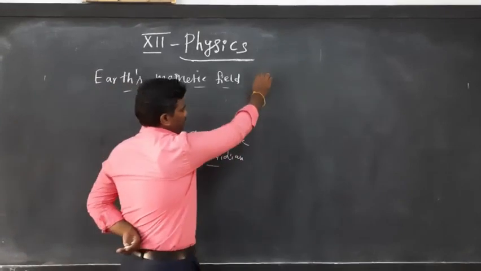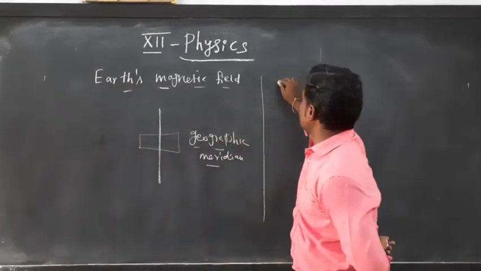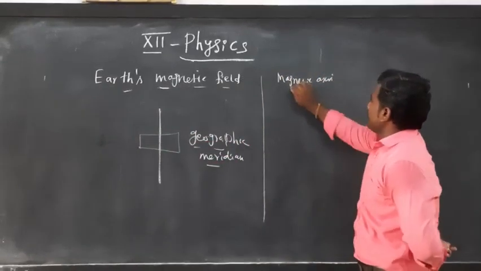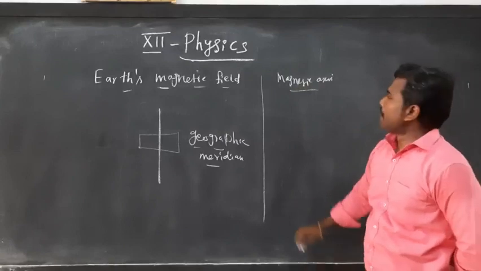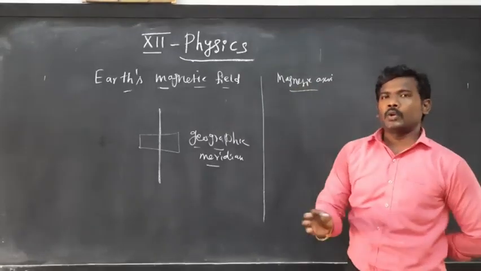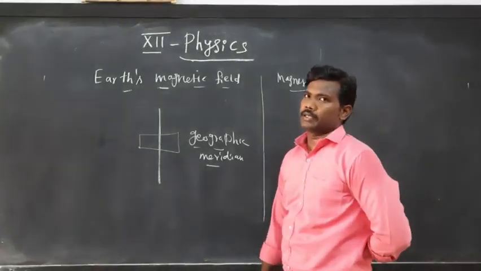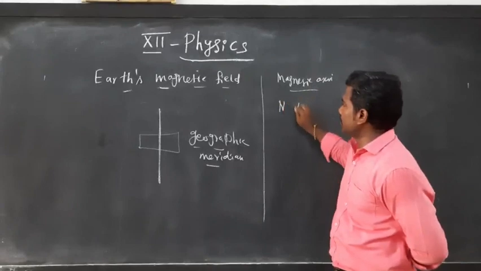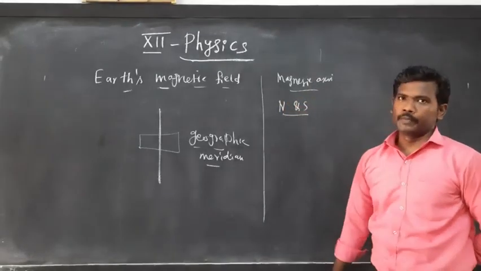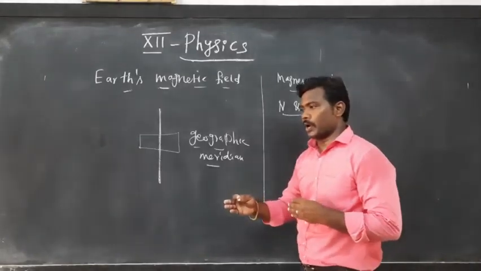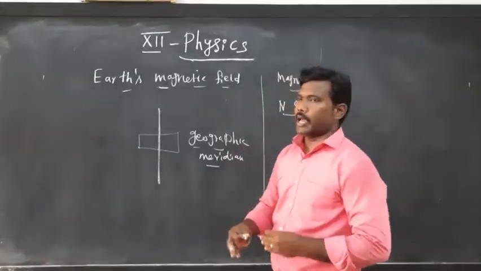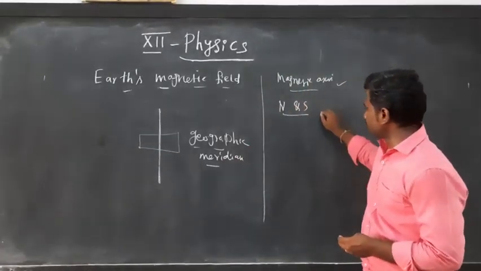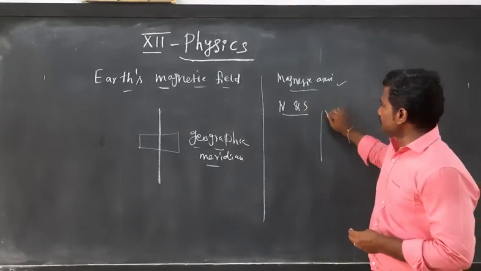And next, we already see the axis. That axis is the magnetic axis. The magnetic axis is nothing but the line drawn between the two end parts of the magnet. The two end parts are nothing but the north pole and south pole. The line joining the north pole and south pole of the magnet is called the magnetic axis.